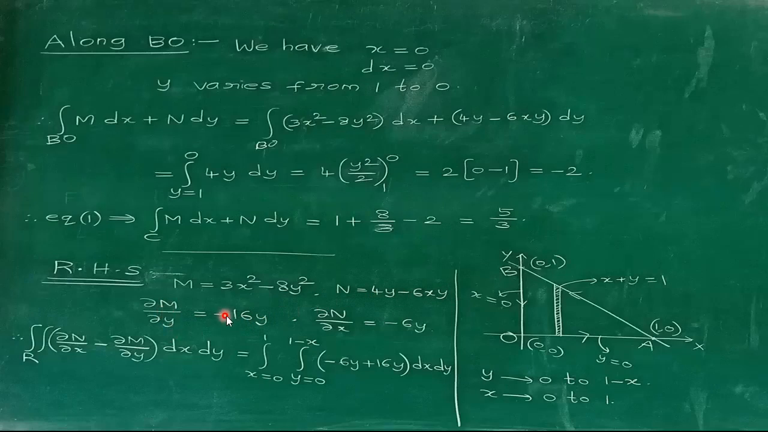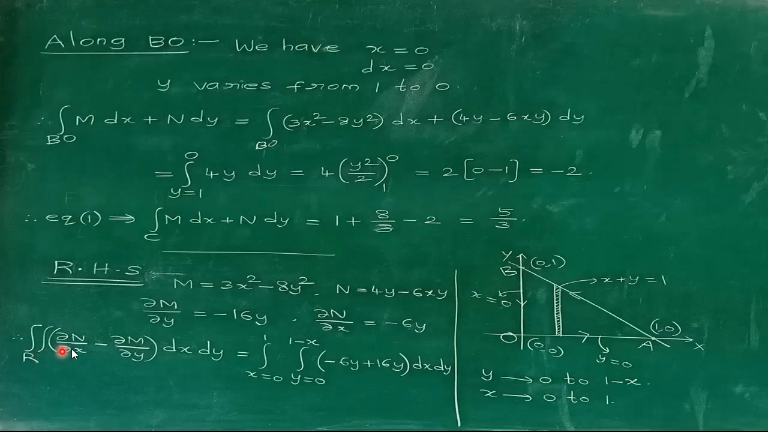Now dou m by dou y is equal to what? Here x is constant, the derivative of 3x square is 0, minus with respect to y, what is the y square derivative? 2y. 8 into 2y means 16y. Before that, minus is there, so minus 16y. Now dou n by dou x: with respect to x, 4y is constant, so its derivative is 0, minus 6y into 1, which means 6y. The symbol is minus, so minus 6y.